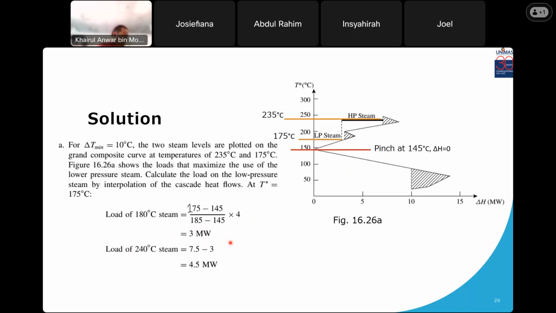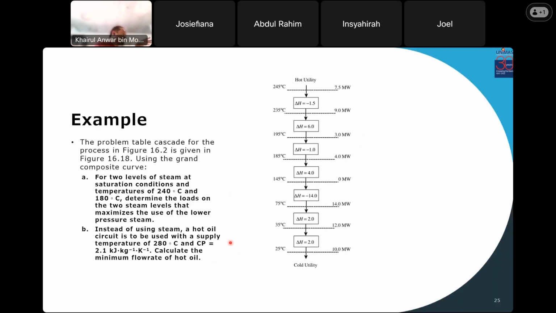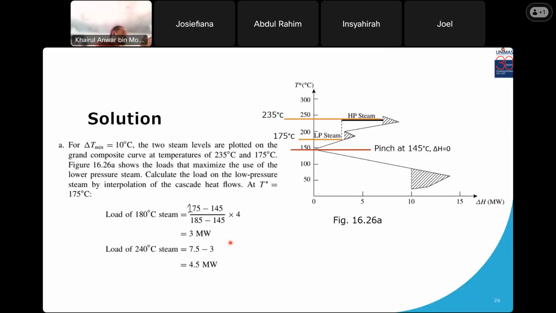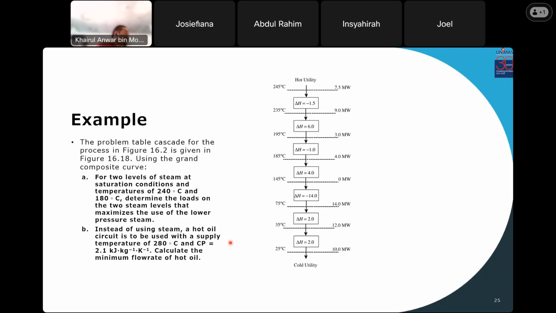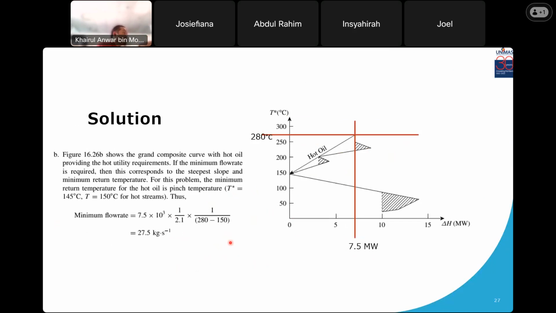So we have learned how to plot the grand composite curve, from the T shifted to delta H here. What is the purpose of the grand composite curve? We can find the load, this is for steam. If we want to use something else instead, we need to know the Cp and the supply temperature. From the supply temperature, you can calculate the minimum flow rate for this.